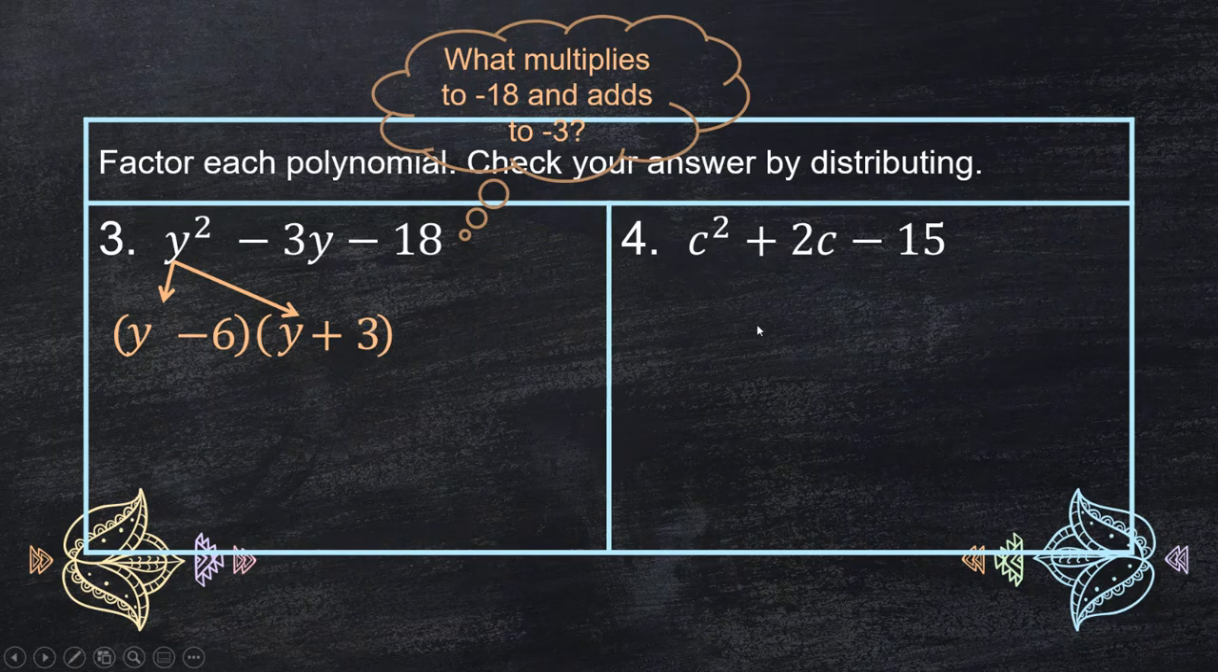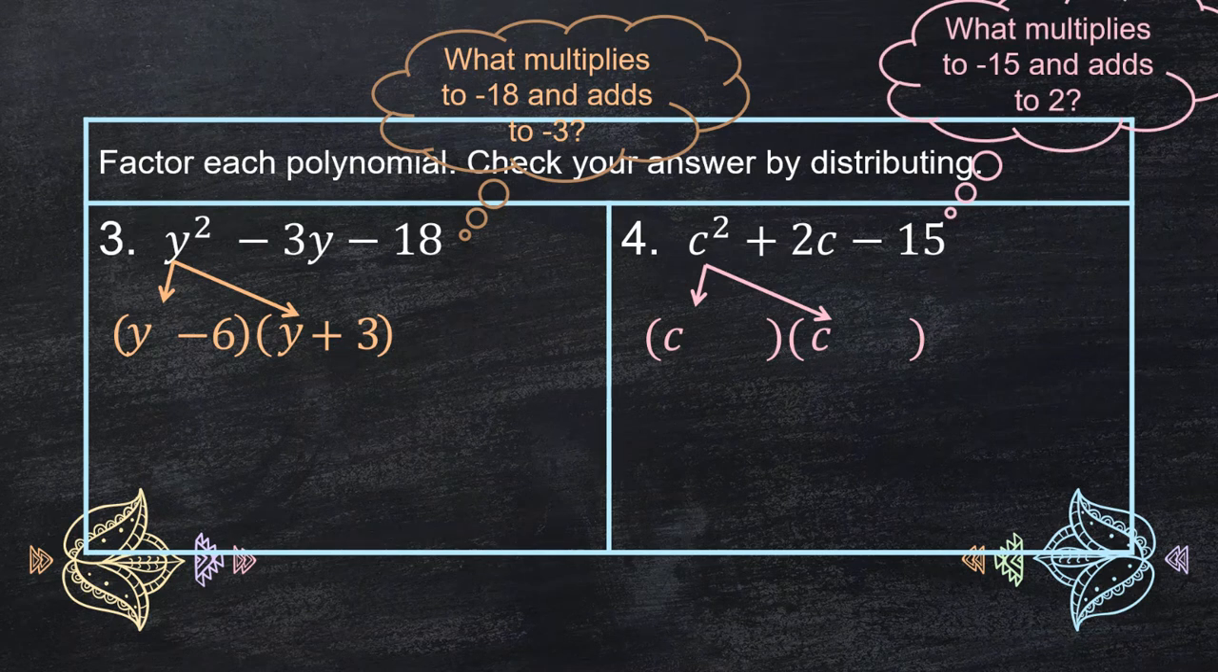Number 4, start with your two sets of parentheses, split up the c squared, ask yourself what multiplies to negative 15 and adds to 2. So if you're thinking plus 5 minus 3, you're correct.